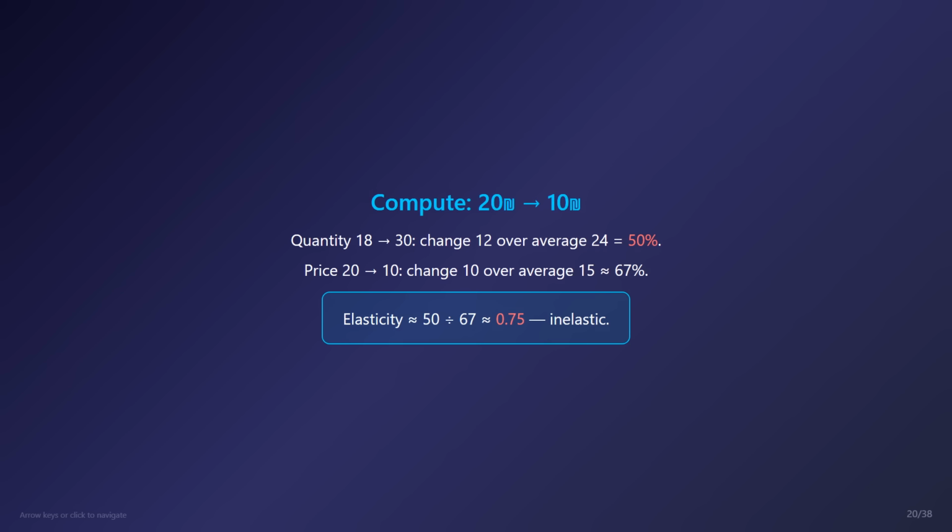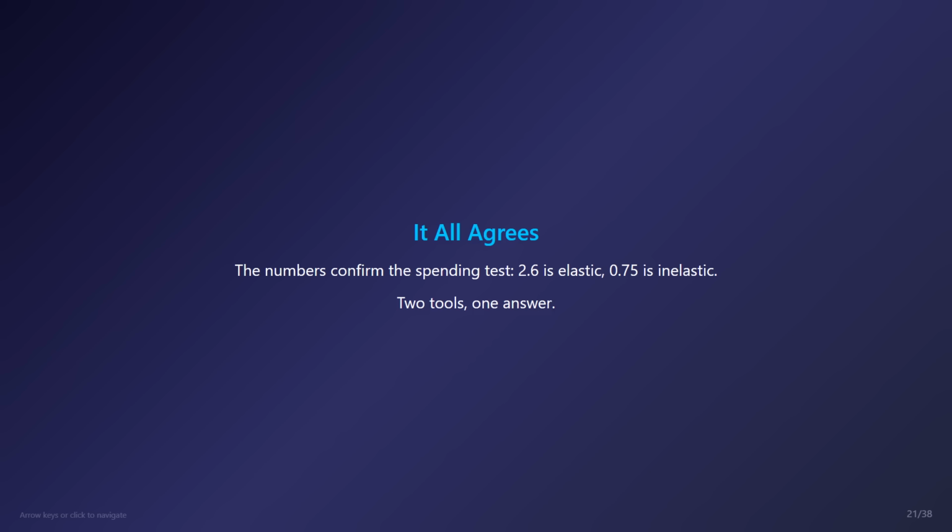Elastic. Now the move from 20 to 10 shekels. Quantity goes from 18 to 30, a change of 12 over an average of 24, which is 50%. Price goes from 20 to 10, a change of 10 over an average of 15, about 67%. Elasticity is roughly 50 over 67, about 0.75. Inelastic. And the numbers agree perfectly with the spending test. 2.6 is greater than 1, which is elastic, matching the rise in spending.